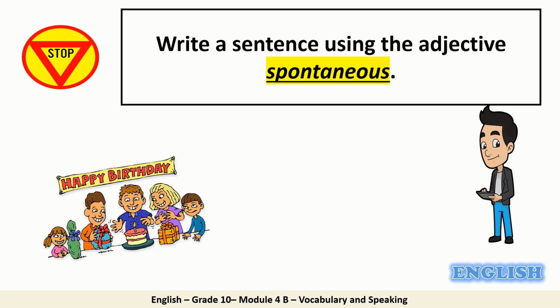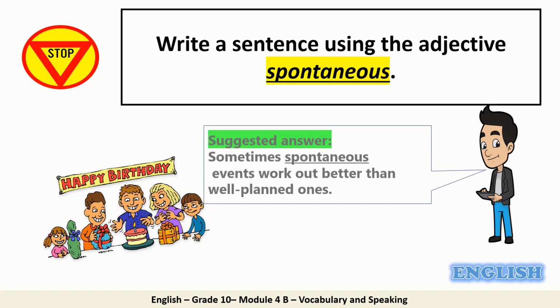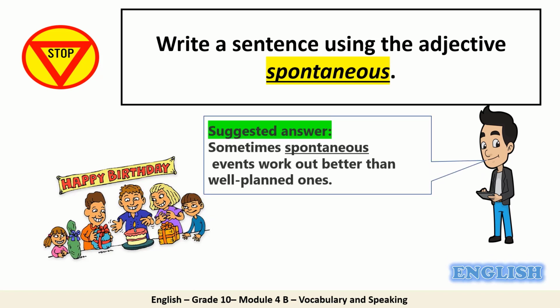A quick test for you before we move on. Write a sentence using the adjective spontaneous. This is a suggested answer. You can still write different sentences. Sometimes spontaneous events work out better than well-planned ones.